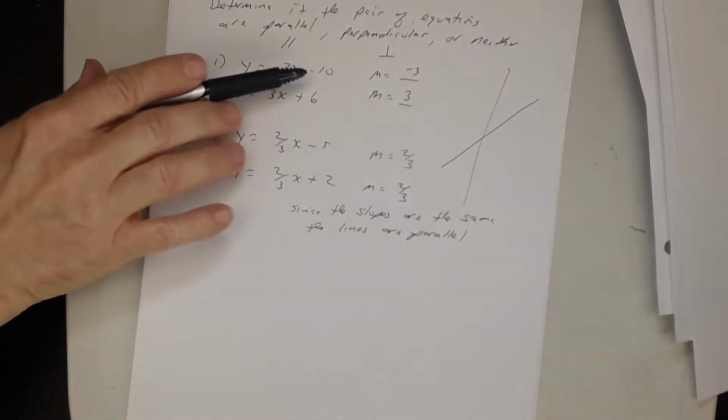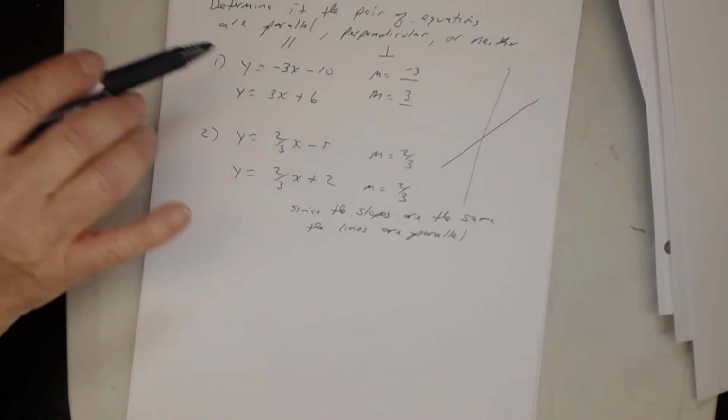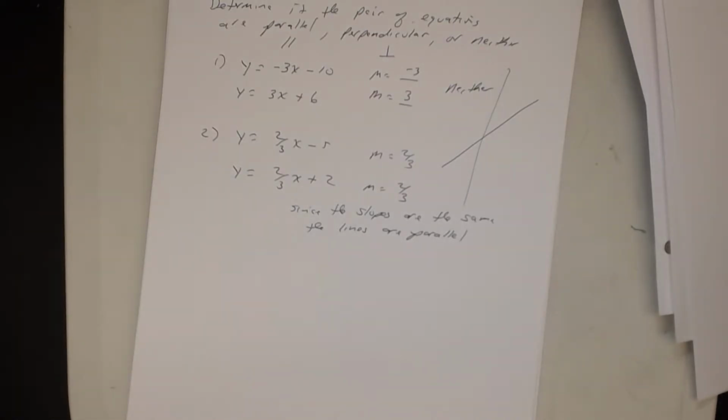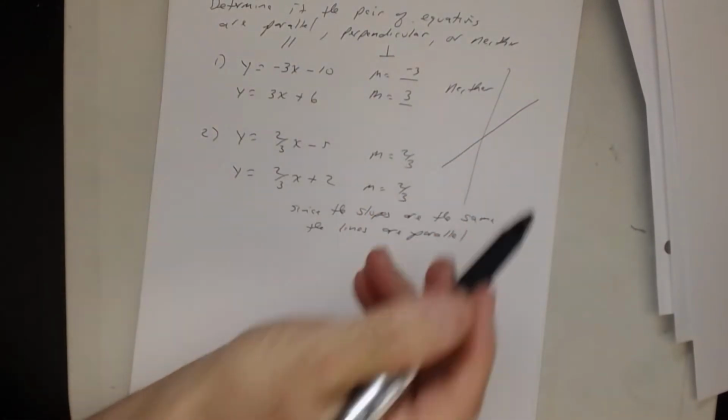Over here, since the slopes are not the same, you're going to say neither. Now, remember by neither, all you're saying is this: the lines are neither parallel nor perpendicular. That's what that neither means. The lines are not parallel and they're not perpendicular. But they are going to intersect. They're just not going to intersect at right angles.